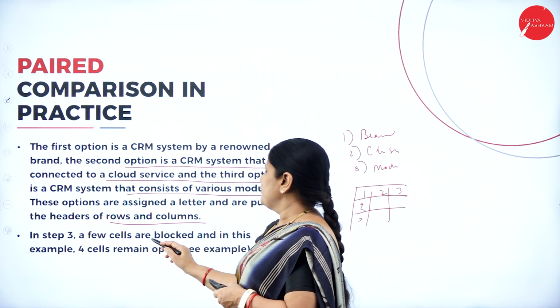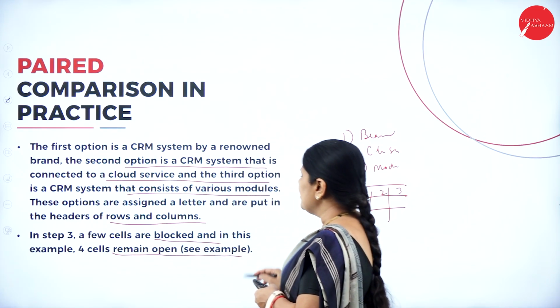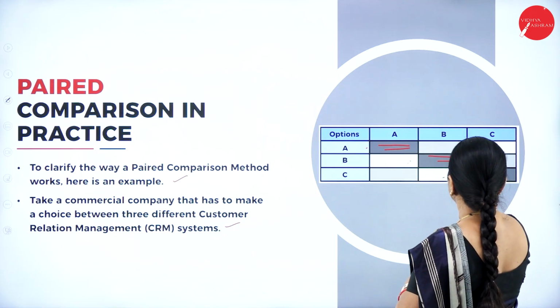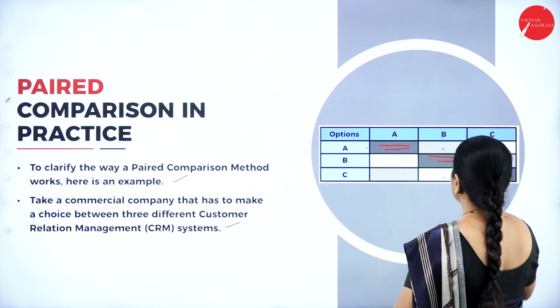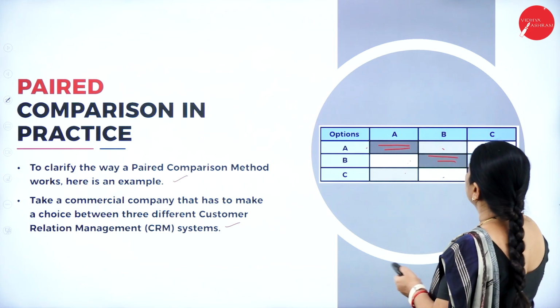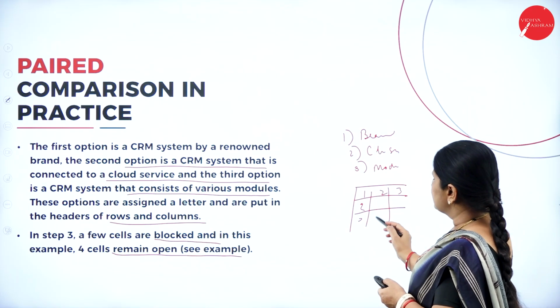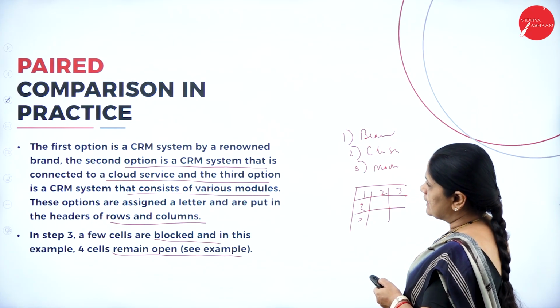In step 3, a few cells are blocked, and in this example, 4 cells remain open. If you can see here, in the first 1, 2, 3 and the second 1, 2, 3, these are open, whereas these are blocked. In this way, we can see how to apply a paired comparison in practice.